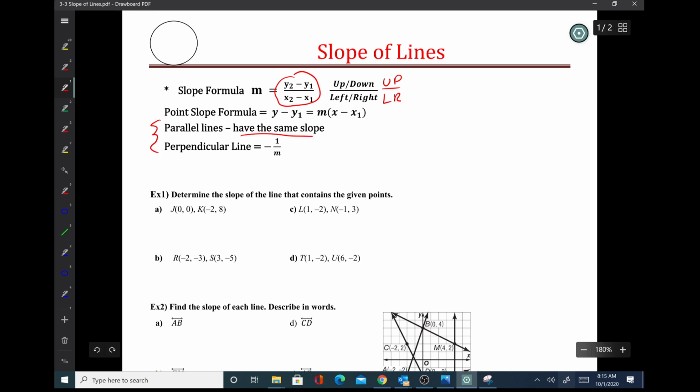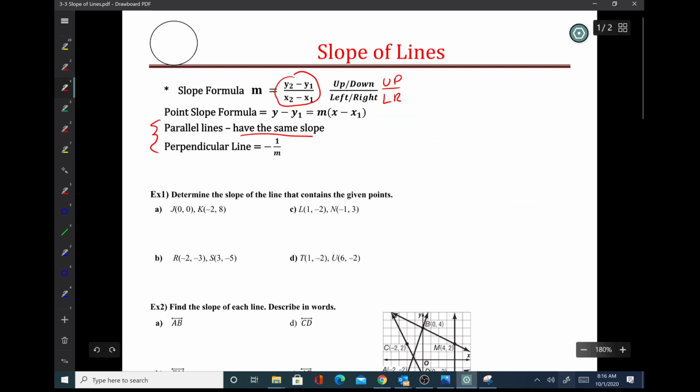Parallel lines have the same slope, and perpendicular lines, excuse me, perpendicular lines have a slope that you flip upside down and negatize. So for example, if the original slope of the line was 2/3, the slope that's parallel to it would be 2/3. The slope that's perpendicular to it would be 3/2. You flip it upside down and you negatize it, right? So -3/2. All right. Don't forget about that.